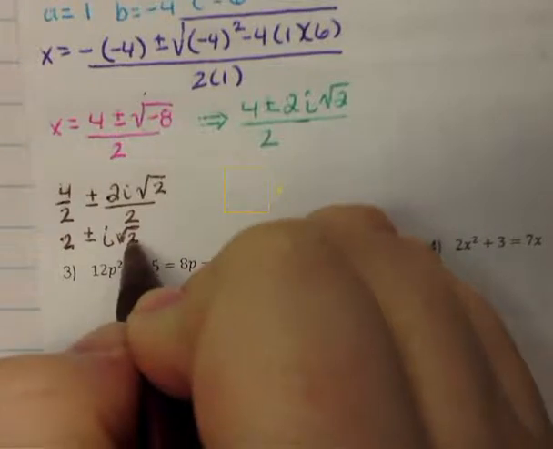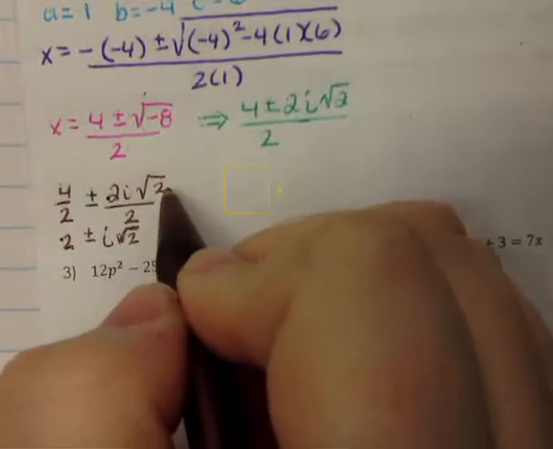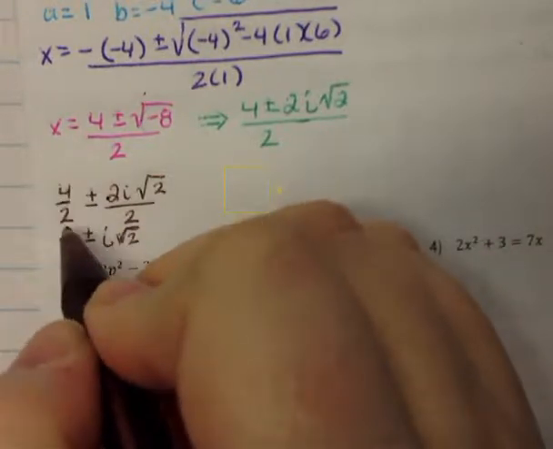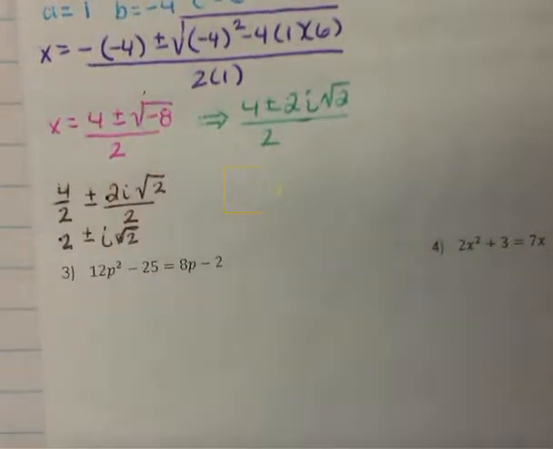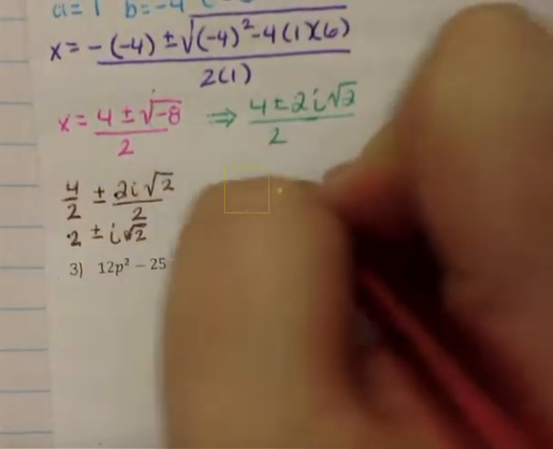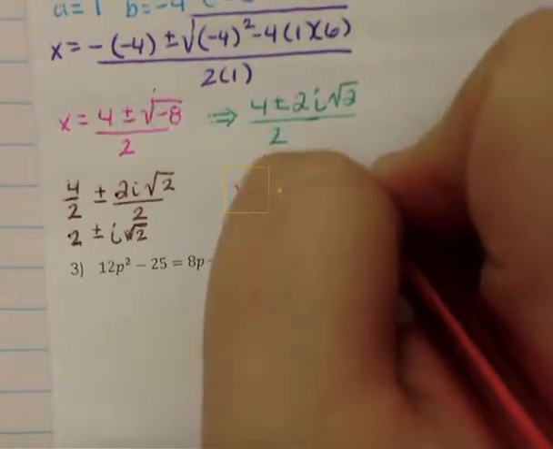This has to stay on our answer because that cannot simplify. This is a radicand, this is not. So these cannot simplify together. Only the coefficients are allowed to simplify. So because we still have a radical left over, we want to actually keep our answer as one set together. So we're going to have x is equal to 2 plus or minus i square root of 2.